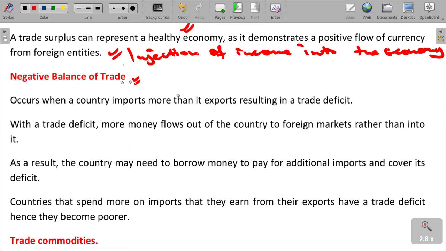So negative balance of trade occurs when a country's imports are more than exports, resulting in a deficit. With a trade deficit, more money flows out of the economy to foreign markets rather than coming in. So what we are saying is it is negative because more money has been taken out of the country's economy.